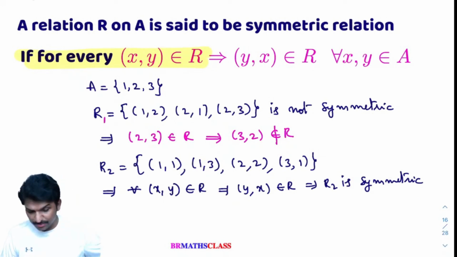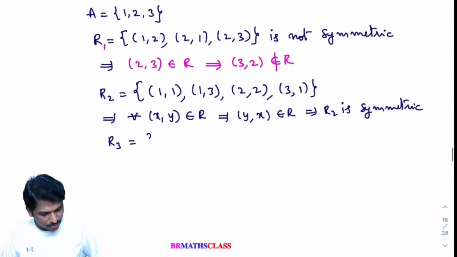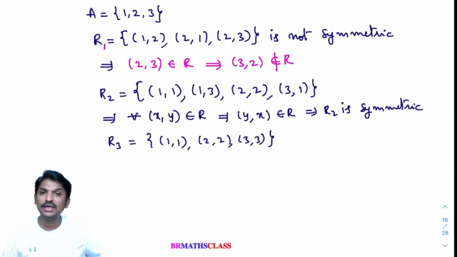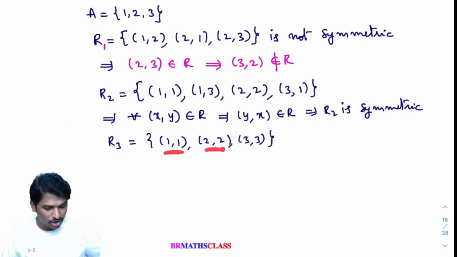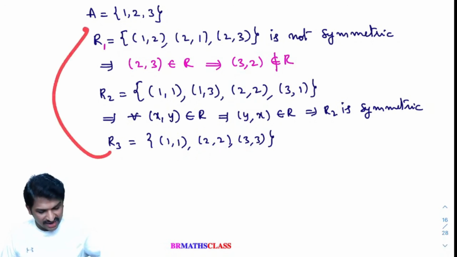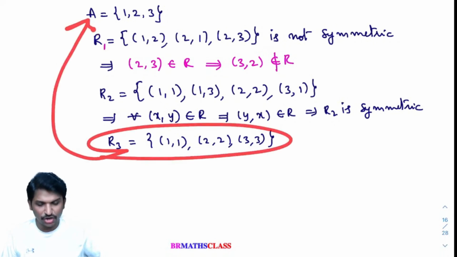Next, related to symmetric relation, I'll take one more relation so that all your doubts will be clear. I'll take one relation like this: 1 comma 1, 2 comma 2, 3 comma 3. Now the point is, is this relation on this set symmetric or not? You look here, 1 comma 1 always satisfies the symmetric property condition. 2 comma 2 always satisfies it because x comma y and y comma x are both 2 comma 2 only. 3 comma 3 reverse order is there. So here the point is, is this an identity relation on A? Yes, identity relation is always symmetric.